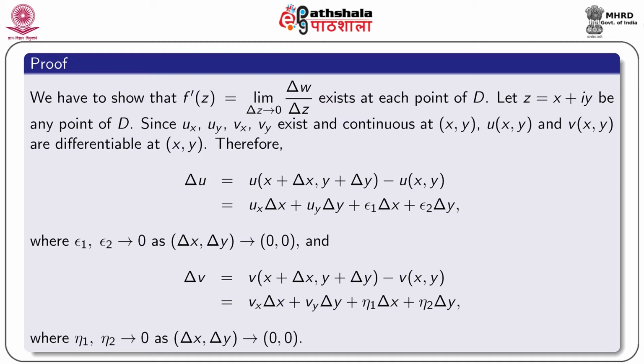So we have to show that f dash z, that is equal to the limit as del z tends to 0 of del w by del z, exists at every point of D. Let z, which is equal to x plus i y, be any point of D. Since u_x, u_y, v_x and v_y exist and are continuous at (x,y), then u(x,y) and v(x,y) are differentiable at the point (x,y).